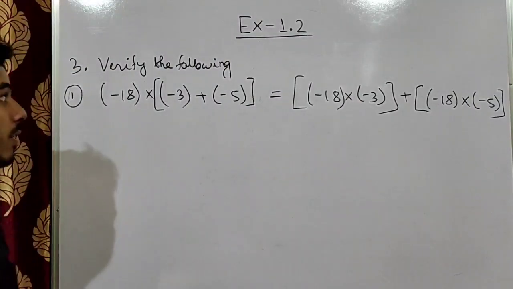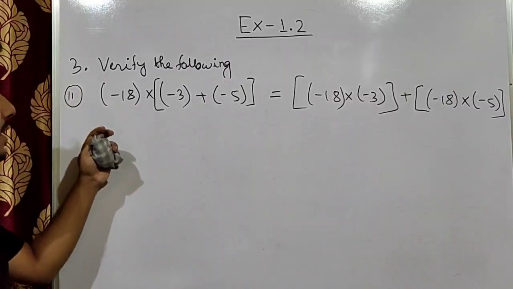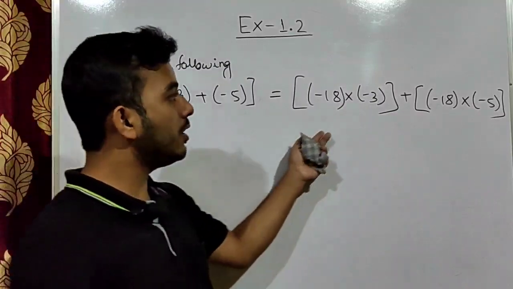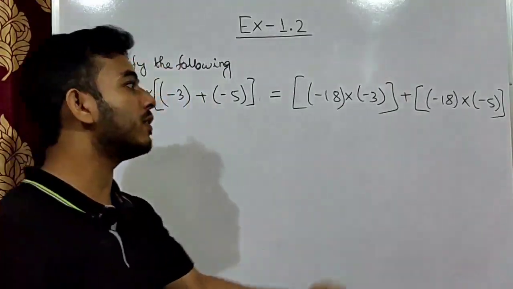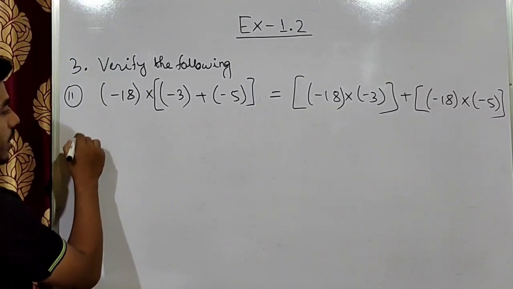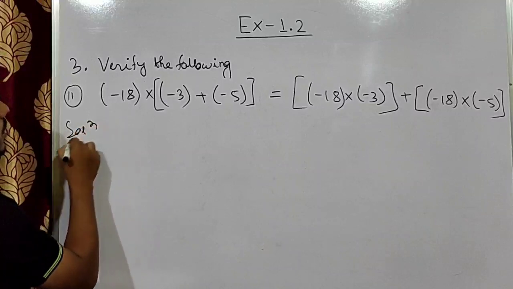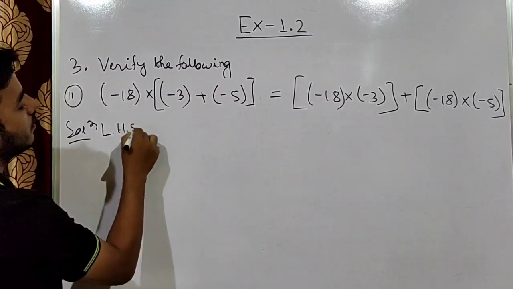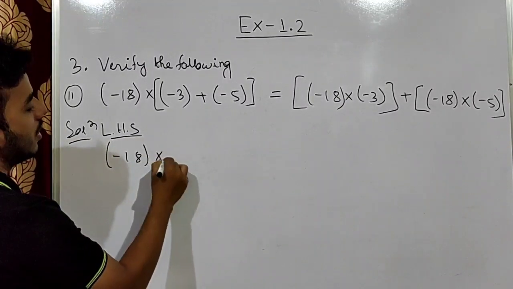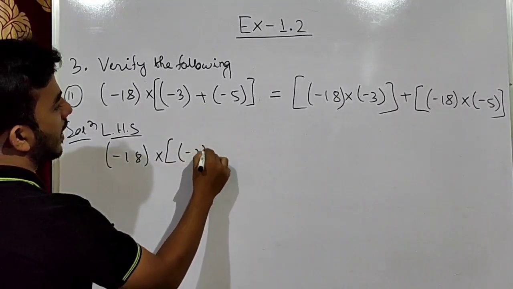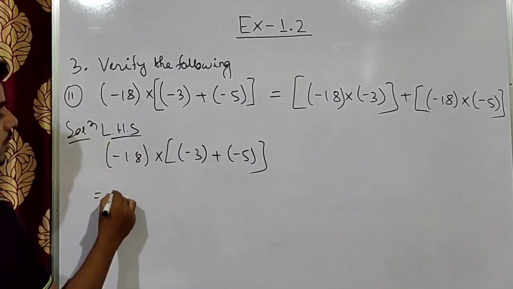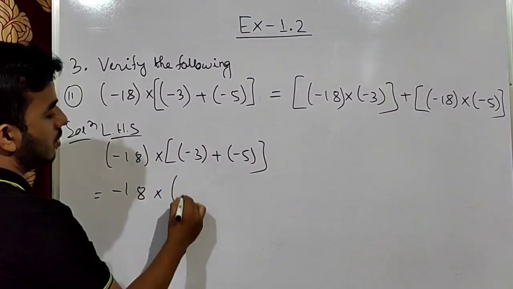So our next question, that is Roman 2 of our question number 3, is minus 18 into minus 3 plus minus 5 equals minus 18 into minus 3 plus minus 18 into minus 5. We have to verify, and that is LHS equals RHS. So let's start. First of all we will write solution, then LHS. LHS equals minus 18 into minus 3 plus minus 5.